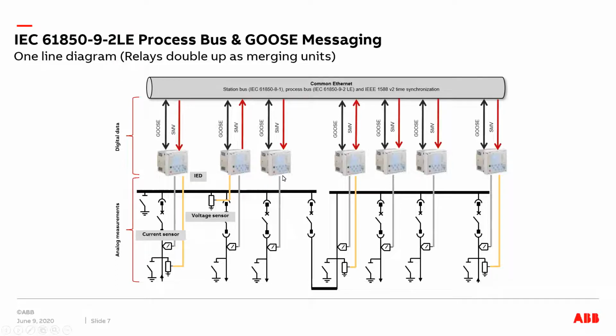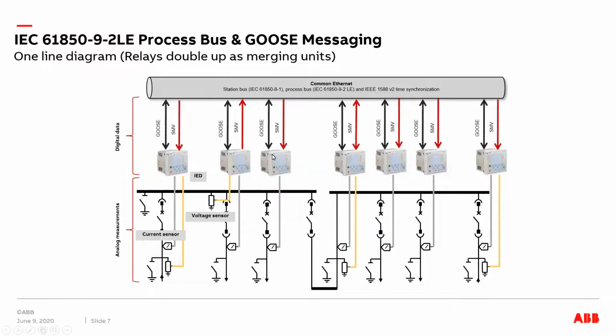Whereas the other relays on this bus A need not have the direct connection of the voltage sensor to the other relays. But how will it get the voltage signal? So that is sent over the sample value. So this bus voltage from relay A is sent over as a sample value message, and the other relay subscribes to that. So that is how the voltage sharing is achieved.